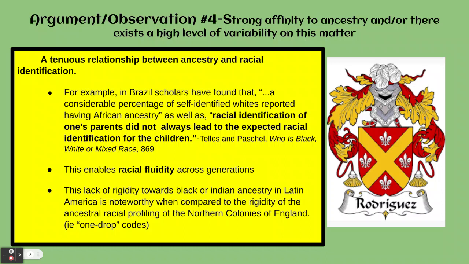Just because you identified one parent as African ancestor did not always lead to the expected racial identification for the children. So we have a high level of racial fluidity, particularly in Brazil, where in some other parts of Latin America we do not. And then we look even further north as a foil here and look at the northern colonies of England. We see a really strict rigidity in particularly one-drop codes for enslaved Africans who came to the North American colonies of England. So just quite a contrast between these two colonial experiences.